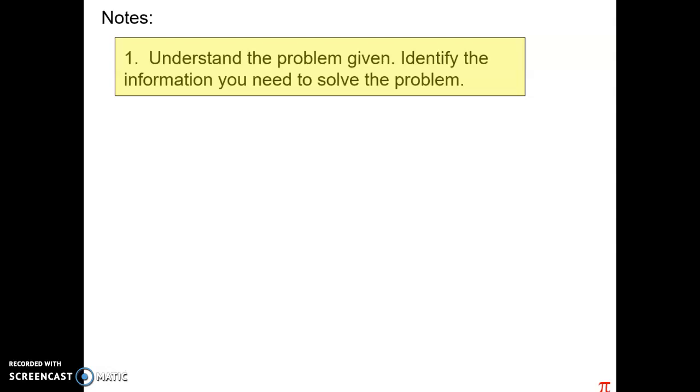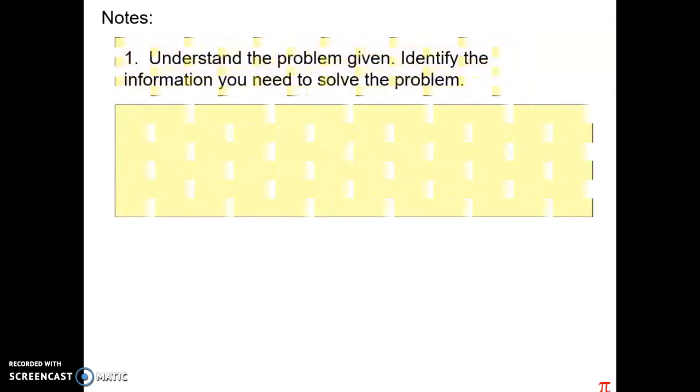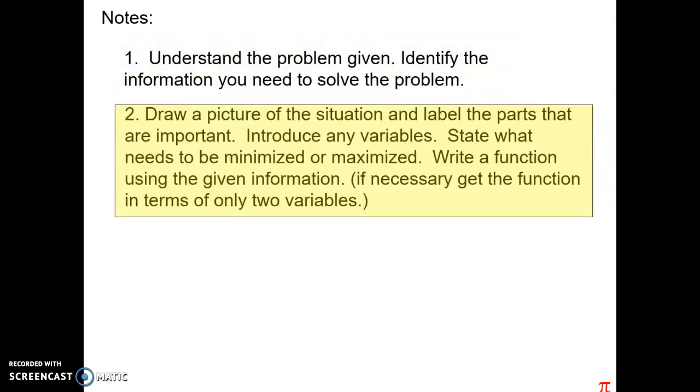So we need to usually understand the problem and identify what information we need to solve for the problem. And just like with related rates, we try to draw a picture of the situation and label the parts that are important. Introduce all our variables which make sense to us in the problem, and then state what we need to maximize or minimize. Remember, this is an optimal problem, so it usually is asking you to find the highest or the lowest or the biggest or the smallest or the greatest or the least of something, or the maximum or minimum of a function.